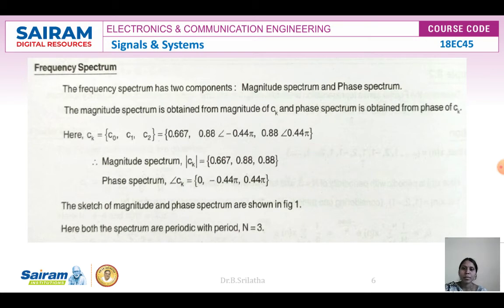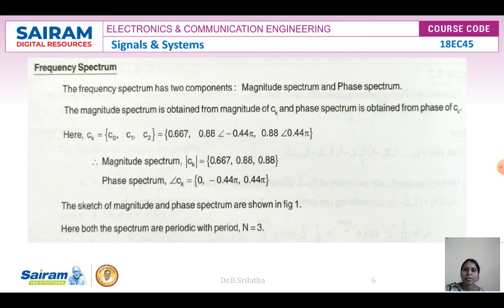So here c_k is nothing but c0, c1, c2, values we already know. We already wrote them in terms of magnitude and phase angle: 0.667, 0.88 into angle of minus 0.445, 0.88 into this one. To draw the magnitude spectrum, we need to find mod of c_k, which is nothing but the magnitude values: 0.667, 0.88, 0.88. For the angles, there is no angle for the first, so it is 0, and the next ones are minus 0.445 and 0.445.